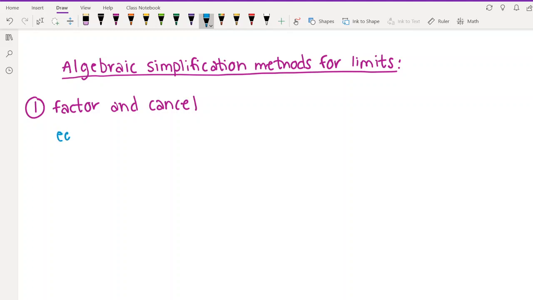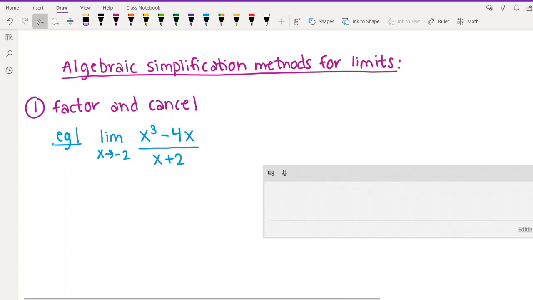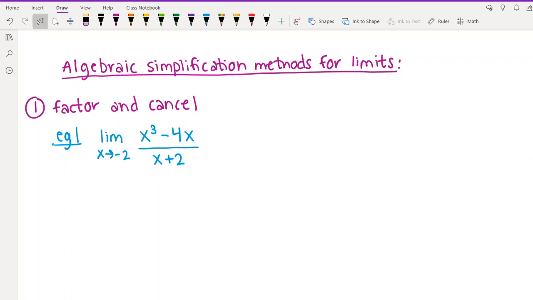Another example of factor and cancel would be if we were trying to take the limit as x approaches -2 of x cubed minus 4x, all divided by x plus 2. The first thing you always want to check anytime you're taking a limit, especially if it's not a piecewise function, if it's just a nice function, is whether you can plug in the number. You can't in this case, right? If you try to plug in -2, you get 0 in the denominator, and that's not allowed. And so that tells us we should look for some algebra to do, some ways to simplify this.